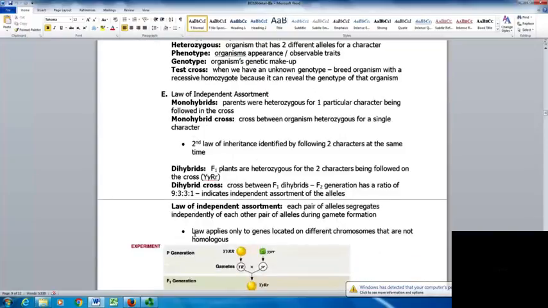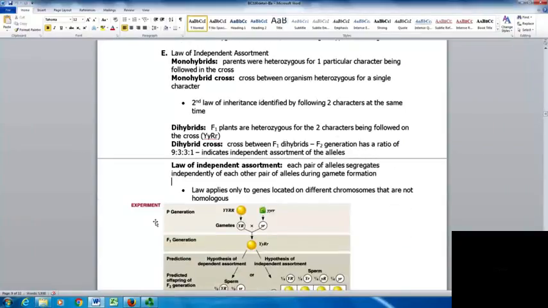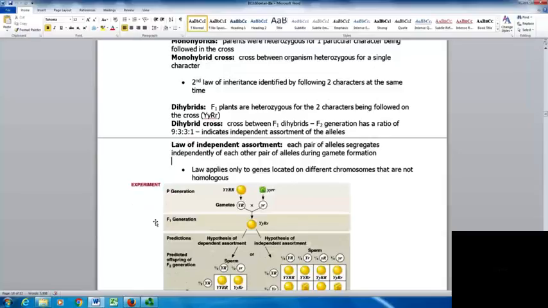In this example, we're going to look at the seeds, yellow and round, big Y, big R, small r. With the dihybrid cross between the F1 hybrids, your F2 generation is going to get a ratio of 9:3:3:1. This indicates the independent assortment of the alleles. The law of independent assortment says that each pair of alleles segregates independently of each other during gamete formation. This is only going to apply to genes that are located on different chromosomes that are not homologous. If they're on the same chromosome, they're most likely going to separate together.